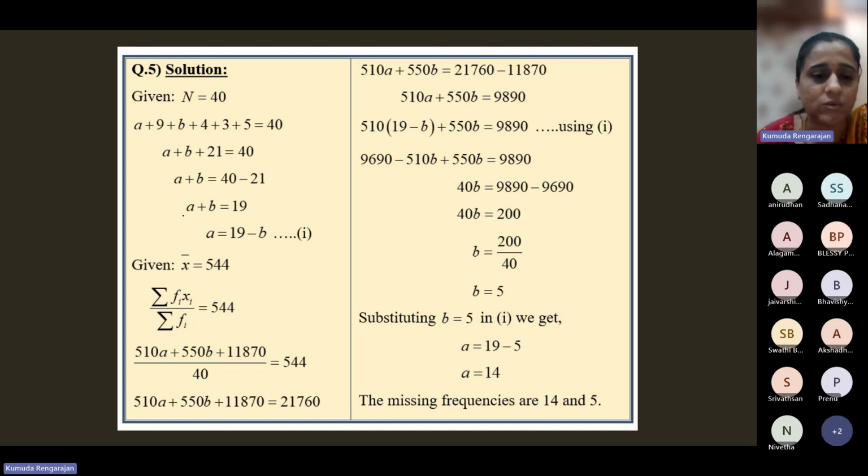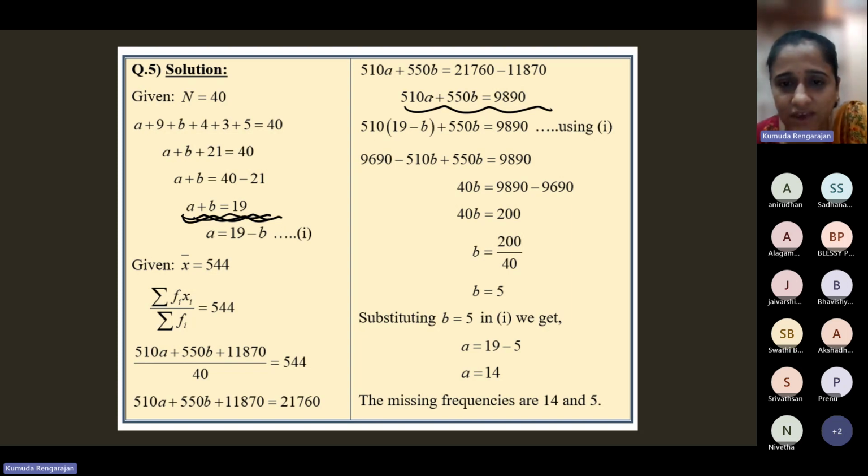So you will have two equations in the two variables. So here the variables are A and B. So you have one equation here, one equation here. So how to solve such equations? From this equation, we write A as 19 minus B. And in the second equation, where we have A, we use 19 minus B.